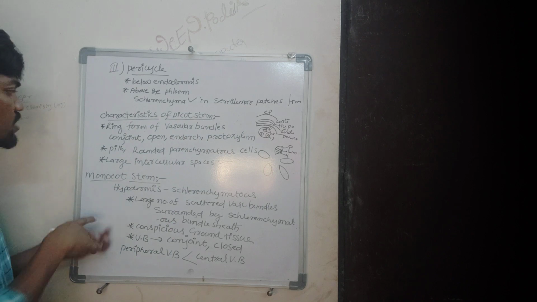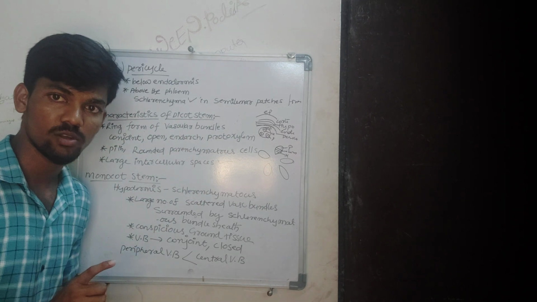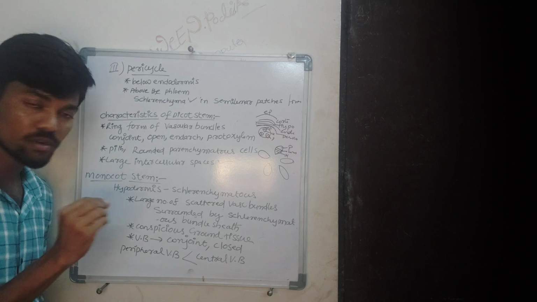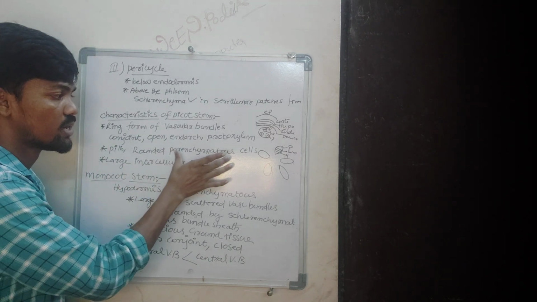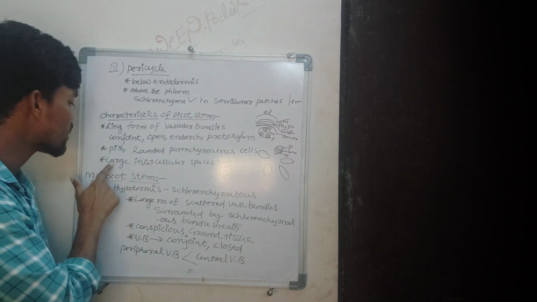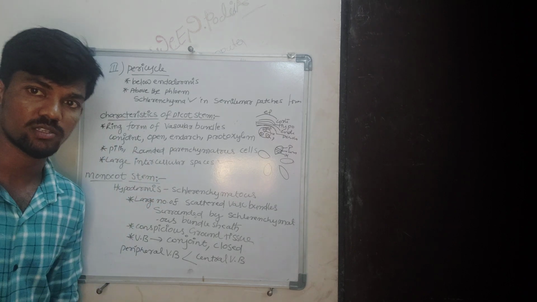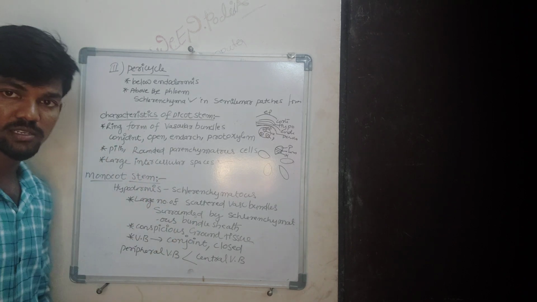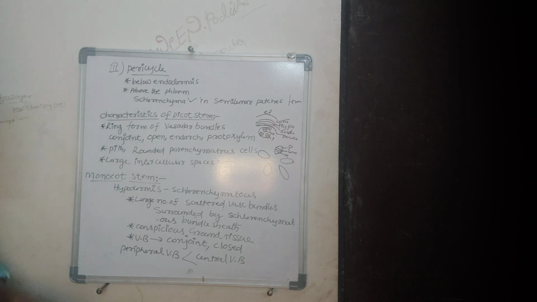Next, the pith. How is the pith? Rounded and parenchymatous, made up of parenchymatous cells. Large intercellular spaces will be present. Next one, the monocot stem. The dicot stem is over.